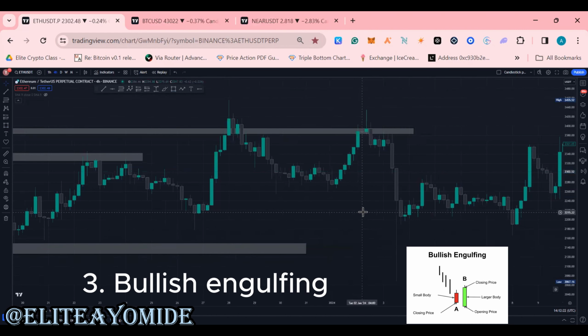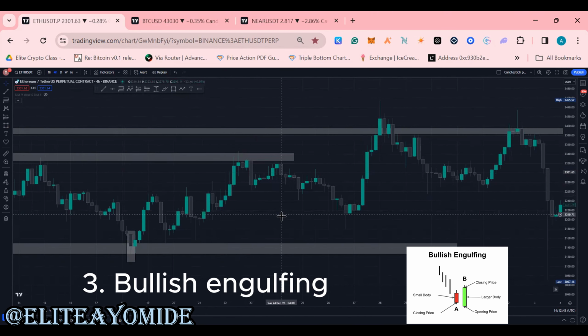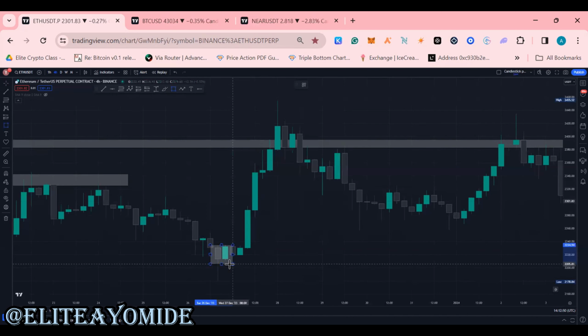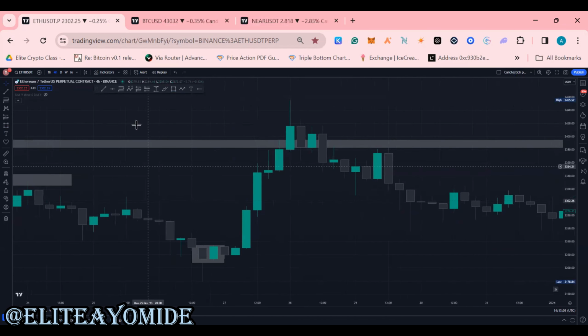Now, another one is what we call the bullish engulfing candlestick. Bullish engulfing, like from the name, engulf means to completely cover something. That means bullish engulfing requires at least two candlesticks. It can be more than two, but you cannot say a candlestick is engulfing if it is only one. For instance, see this one right here. You can see that the green completely covers the bearish black, showing a bullish engulfing candlestick. When it engulfs, you can see that the market was able to push up.